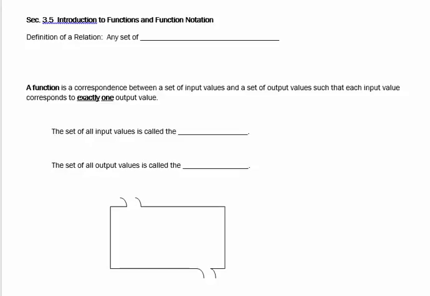Section 3.5, Introduction to Functions and Function Notation. Before we talk about a function, we have to know something about a relation. The definition of a relation is any set of ordered pairs. Sometimes we will know how they're related, sometimes we don't, but any set of ordered pairs is a relation.